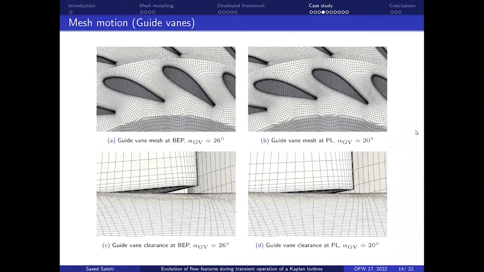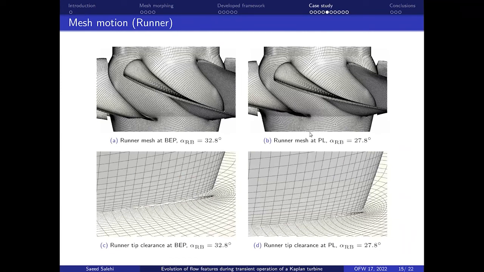Moving on, you can see the deformation of the mesh during this transition, with the best efficiency point in the left column and the part load in the right column. This is the guide vanes of the turbine, and similarly for the runner blades. As you can see, the clearance of the runner is closing down when we go from the best efficiency point to part load, which makes this procedure much more challenging. The clearance at its minimum is about 0.5 millimeter, and we are deforming the mesh in that clearance.